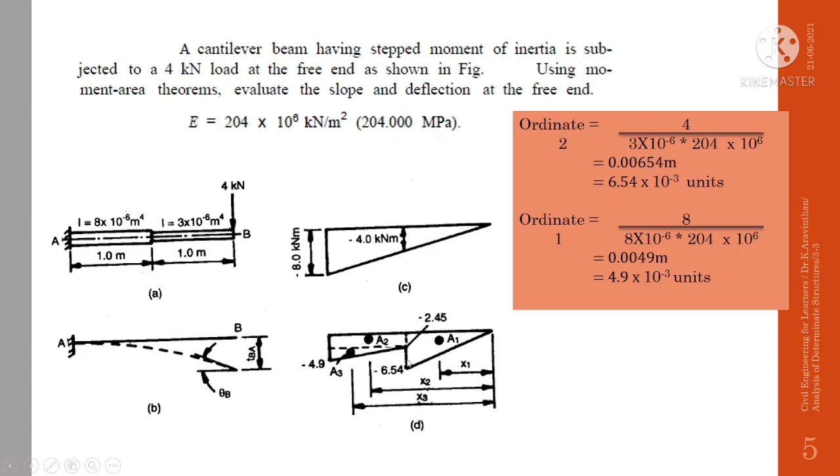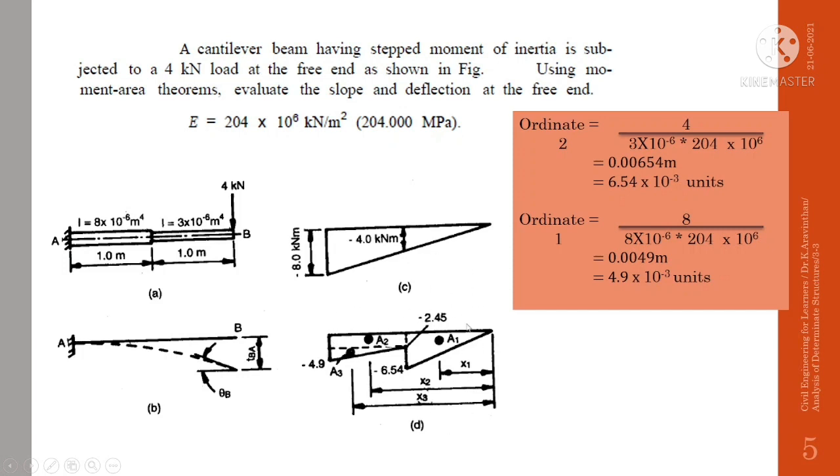At this point, you got the bending moment of 4 kilonewton meter, and if you divide 4 kilonewton meter by 8 into 10 power minus 6 into 204 into 10 power 6, you will be getting minus 2.54 into 10 power minus 3 units. Hence you got all the three values, that is the area between the first element and the second element and the transition point. In this transition point you will be getting two values, that is for the right element and for the left element. Hence we got all the revised drawing here.